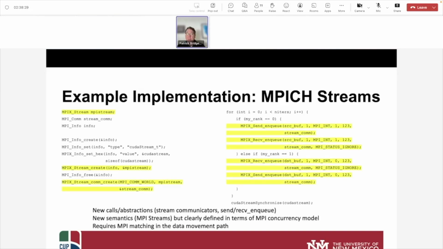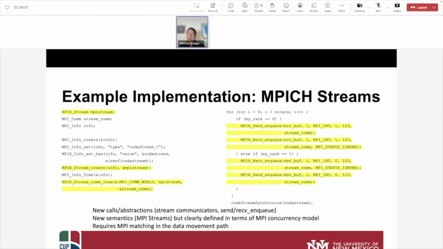So there's a lot of new calls going on here. In the MPI+X version, there is a new stream type, which you can associate CUDA streams with through this MPI info. There's a new stream communicator that you need to create. And then there are new sends and receives for the operations you want to enqueue. MPIX includes not just send and receive, but also allreduce now. So there's a lot of, in this case, new call abstractions, as opposed to trying to reuse existing MPI operations. And there's new semantics here.